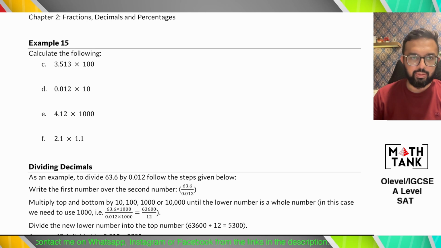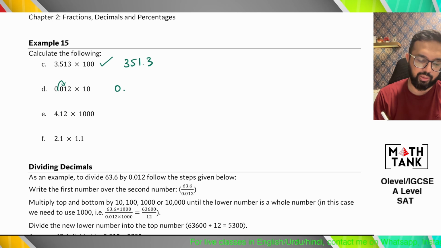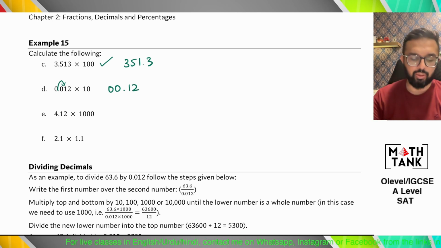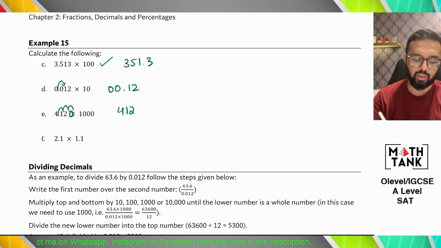Let's talk about these. So this is simple. Moving the decimal place forward, it's going to be 351.3. Then just one decimal place forward, so 0.12. Then there are three decimal places, so I'll need another zero here. I'm going to write 4120.